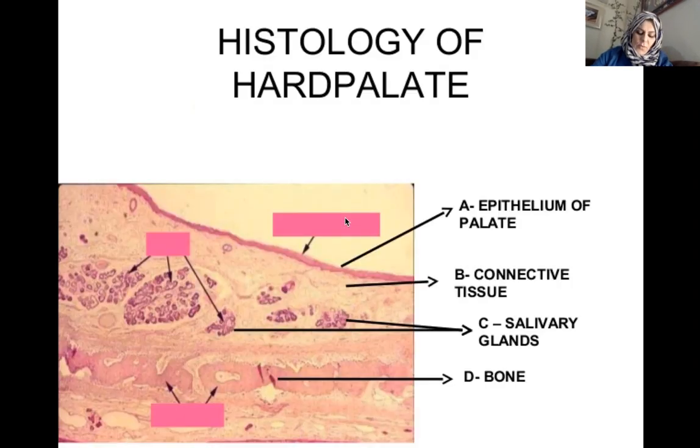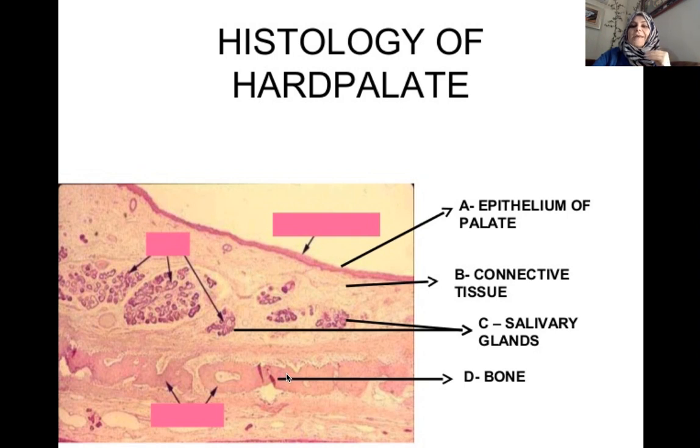Okay. Now, if we study the histology of the hard palate, we said the bony roof of the mouth, its core will be bone, you will find bone. And of course we knew that the palate separates the nasal cavity from the oral cavity. So this partition is very important. There must be separation between these two cavities.